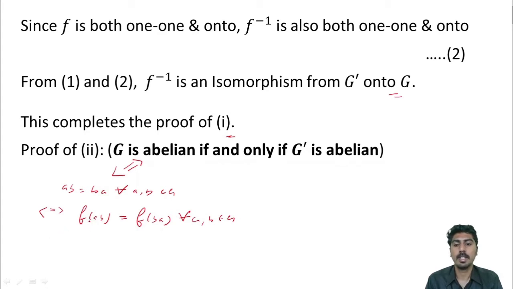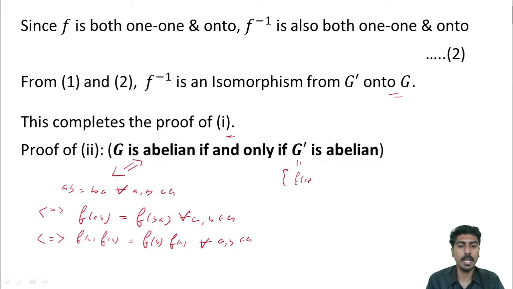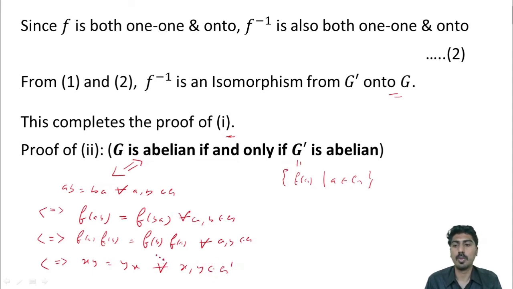But since f is a homomorphism, this can be written as f of a into f of b is equal to f of b into f of a for all a, b belongs to G. Now the elements of G dash are of the form f of a, where a is an element of G. Since f is onto, every element can be written in this form. So these two elements represent arbitrary elements of G dash. So I can write xy is equal to yx for all x, y belongs to G dash, where x is f of a and y is f of b. And this completes the proof of 2.